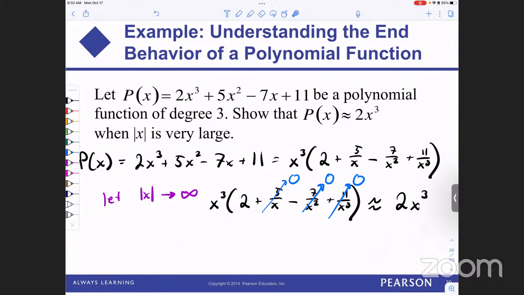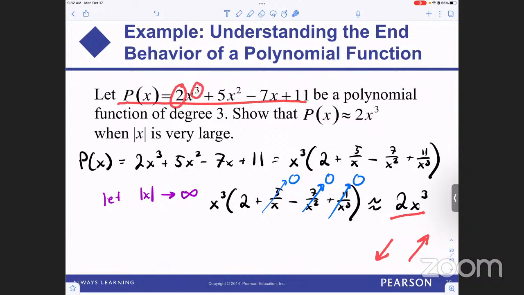So long story short, what we're saying is that this polynomial, as x goes off to the far right and the far left, is going to behave like this one. And so it's going to go up to the right and down to the left. All right. And it's really based on the degree of the polynomial and the leading coefficient.